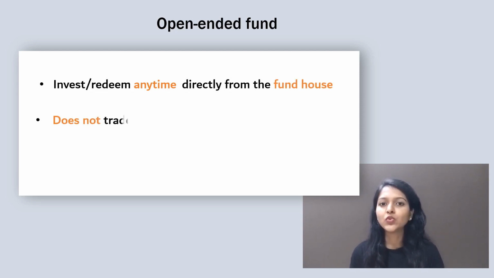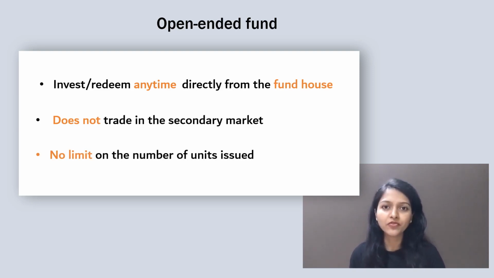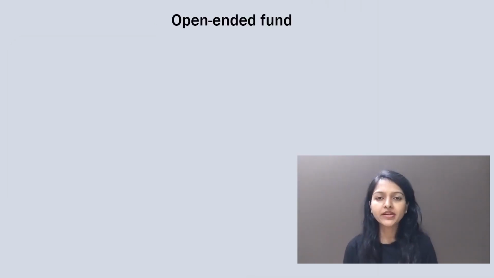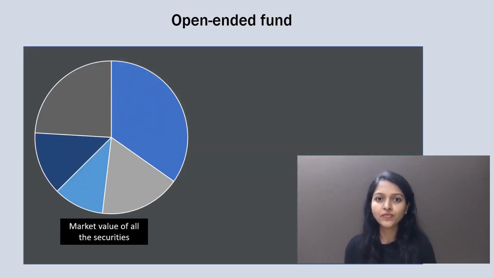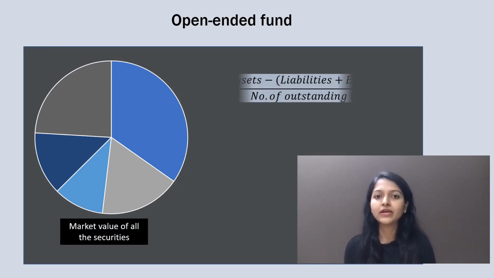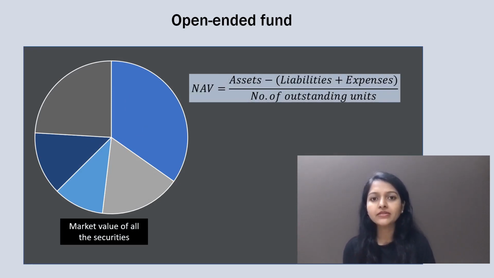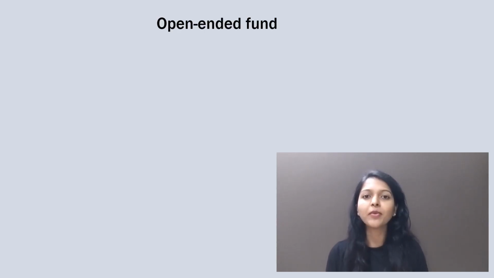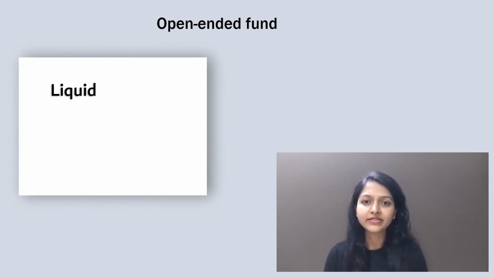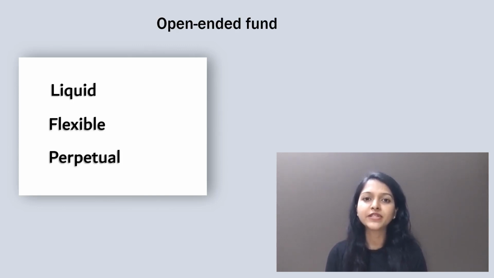Next point is, the units do not trade on the stock exchange and they don't have any limit as to how many units they can issue. In the case of open-ended funds, investors buy or sell units based on current NAV. NAV stands for net asset value. It is basically the market value of all the securities held by a mutual fund portfolio, and it is calculated with the help of a formula, that is total assets minus total liabilities divided by the total number of units outstanding. Based on this per unit NAV, investors buy and sell the units. So the conclusion about open-ended fund is they are liquid, flexible and perpetual because they don't have a fixed maturity.